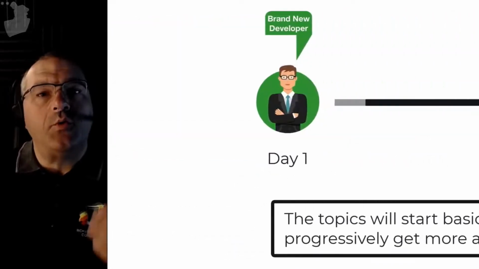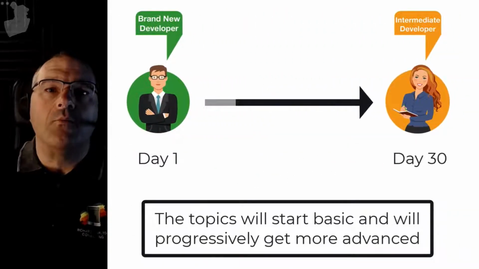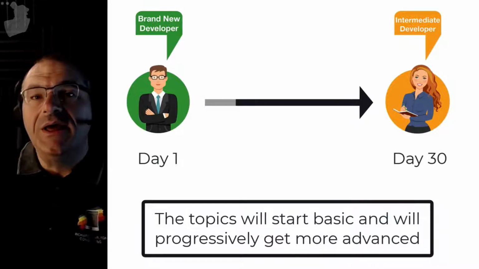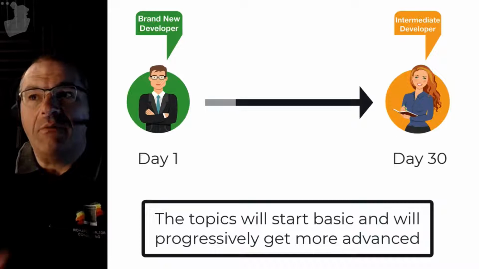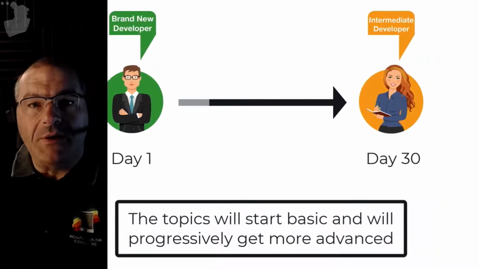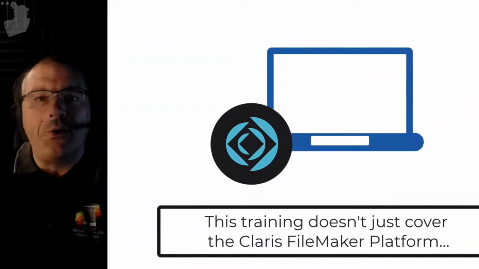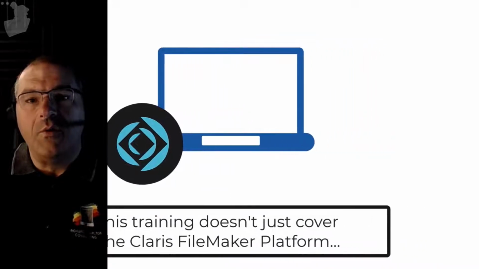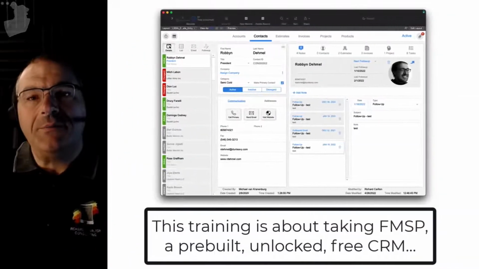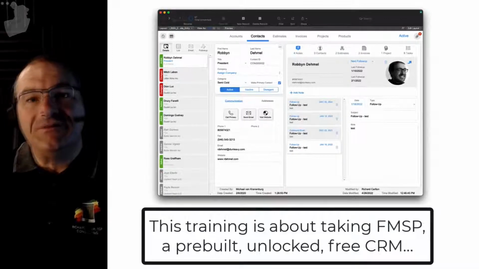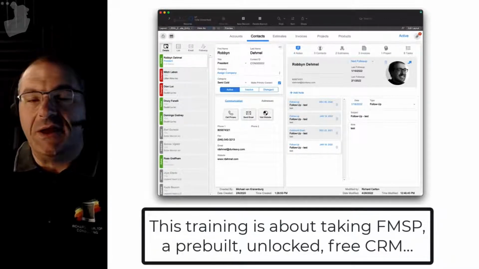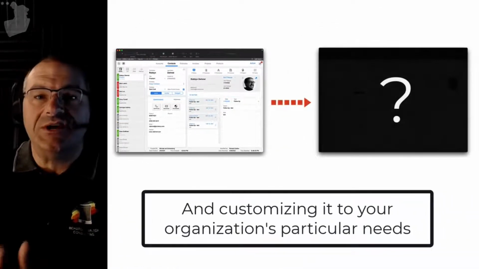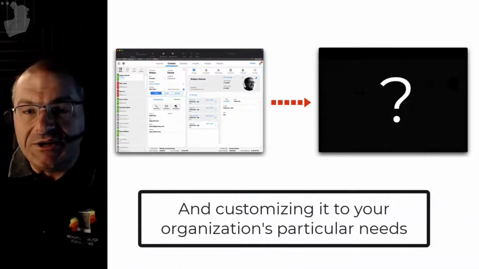Keep in mind that towards the beginning of the training, the topics are more basic in nature. As we get towards the end of the training, they're somewhat more advanced, probably intermediate level topics. The special part of this training is that we're not only talking about the FileMaker platform, we're talking about how you can rapidly customize an existing free CRM that you can download today. It's unlocked. So we're taking that CRM and customizing it to your organization's particular needs.